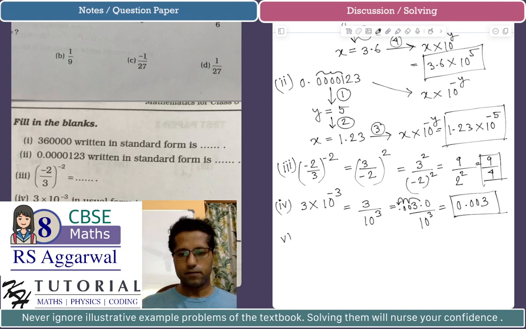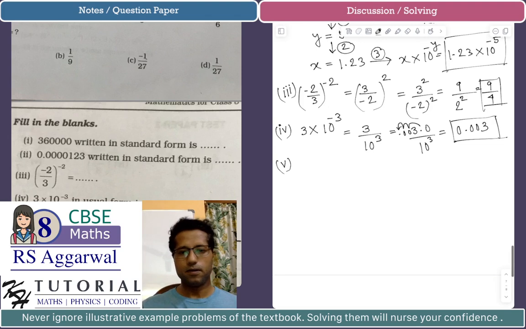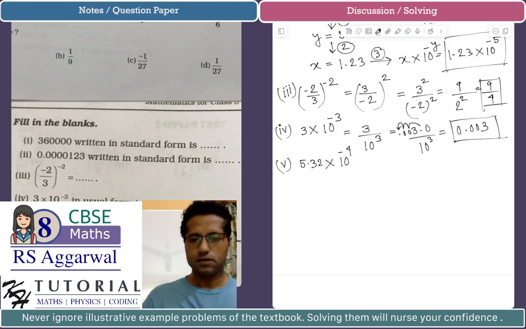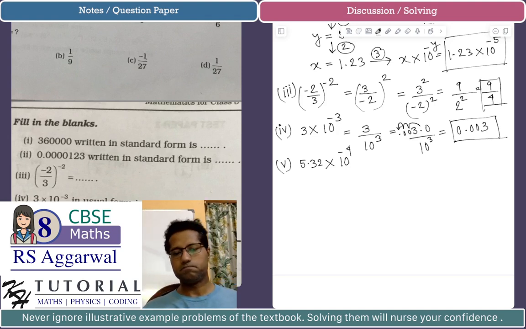Okay, part 5. The number 5.32 multiplied by 10 to the power minus 4 in the usual form. Now whenever you have this kind of number to be expressed in usual form, that is a decimal number, one way of doing it is to convert the decimal number into a fraction.